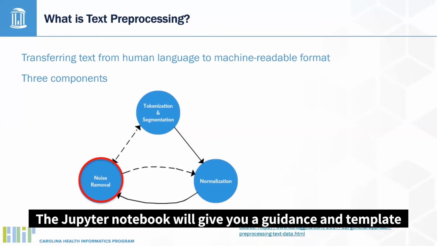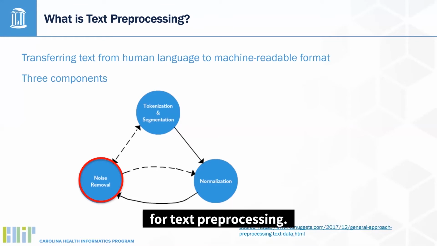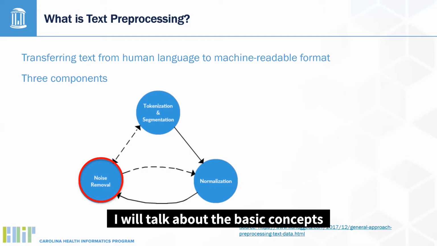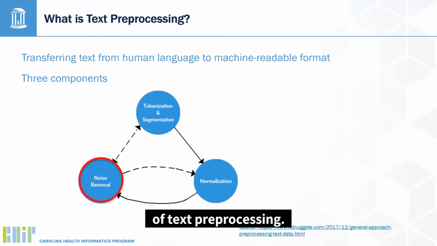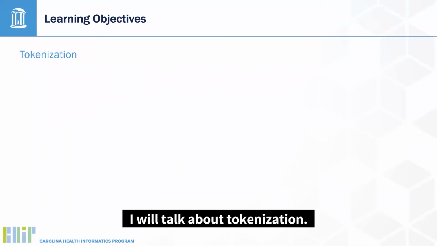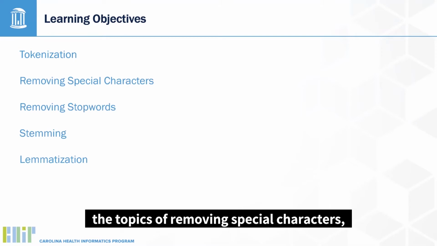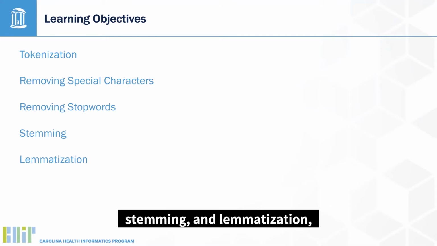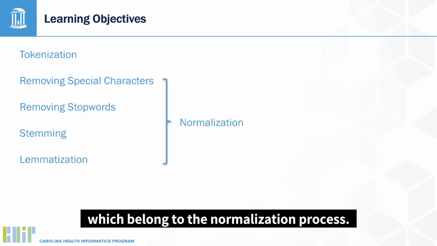The Jupyter Notebook will give you a guidance and template for text preprocessing. In this video, I will talk about the basic concepts of text preprocessing. In this lecture, I will talk about tokenization. I will also cover the topics of removing special characters, stop words removal, stemming, and lemmatization, which belong to the normalization process.